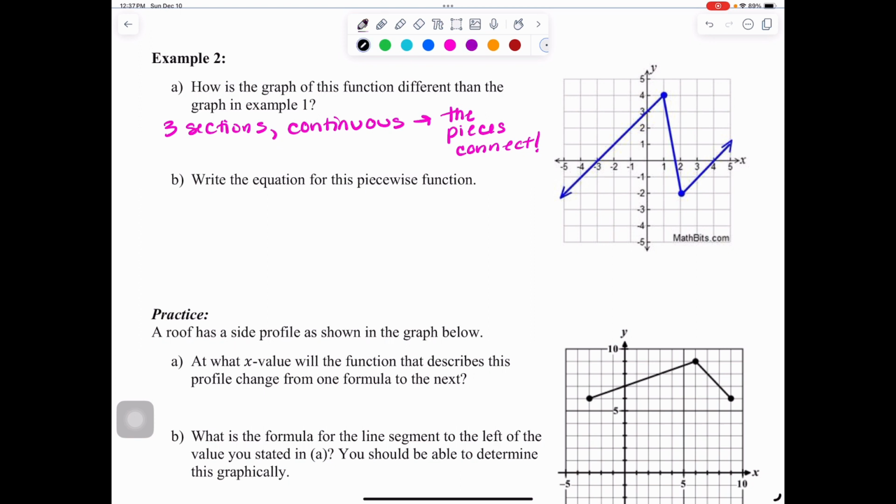I first want to mark, though, that we've got some arrows. So we have some places where it's going to go on forever. Let's mark that so we know later where to write our domain. And we'll take a look at this first portion.